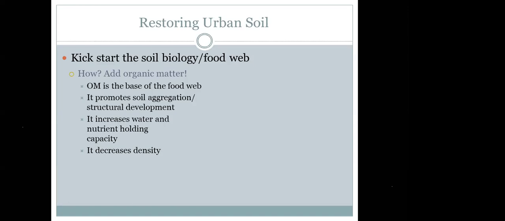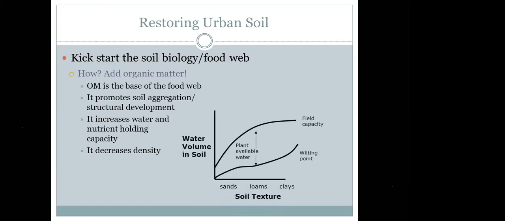Let's look at that water and nutrient holding capacity change to start. So this is a simple graph that shows the relationship of the total amount of water volume that can be held in soil to the soil's texture. And if you remember, texture is the percentage of sand, silt, and clay. So let's say we're starting here at the intersection of the two axes. We're starting with a really sandy soil, 100% sand, 0% clay.